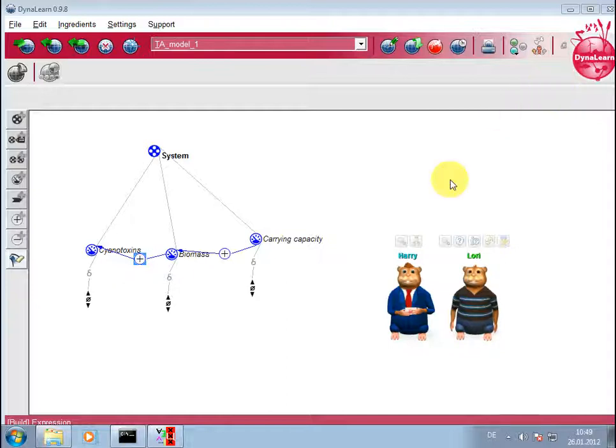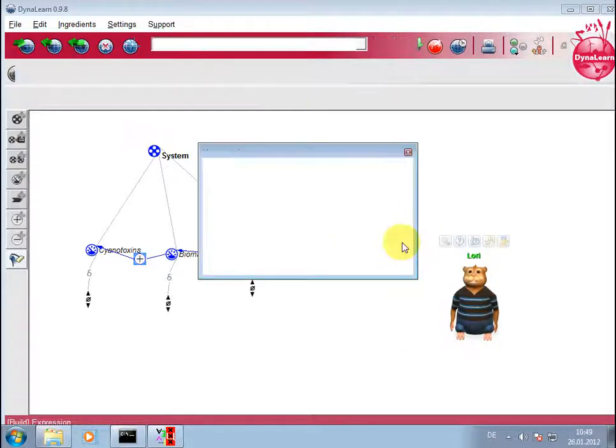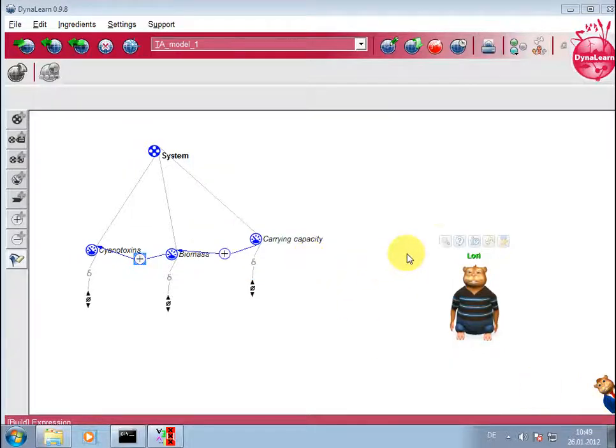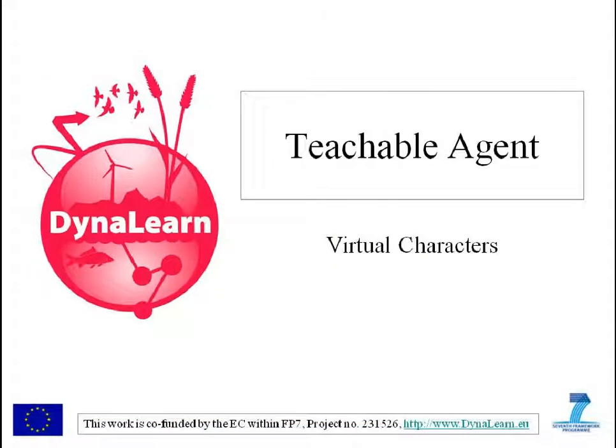Yeah, this is the Teachable agent. We can minimize the characters. Here's a short hint that these characters do not completely disappear, but that they appear minimized at the border. So we can clean up the desktop while modeling and reopen the characters when we need them later again by just clicking on them.